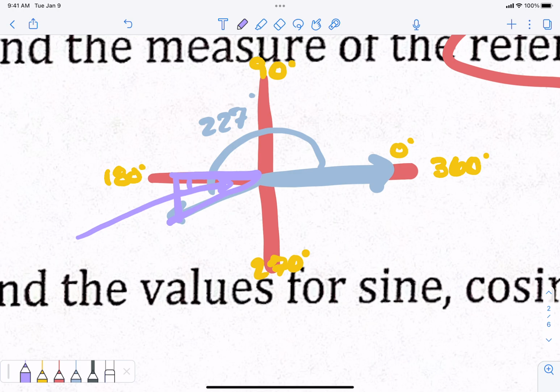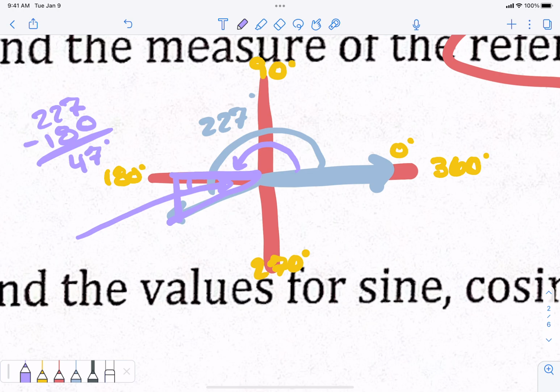In the third quadrant, 227 is past 180 degrees. I know that 180 is from here to here, so how much more? You subtract 227 minus 180, and that's 47 degrees. That is the reference angle. Okay? Got it.